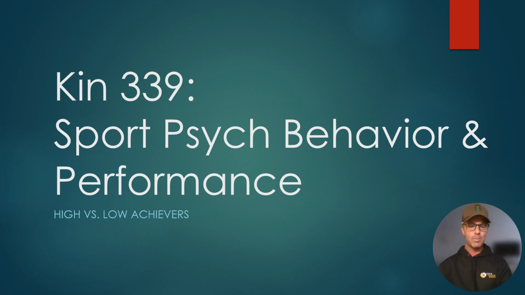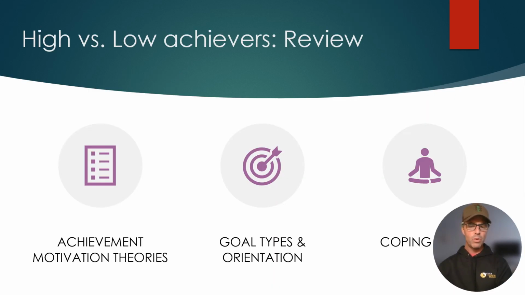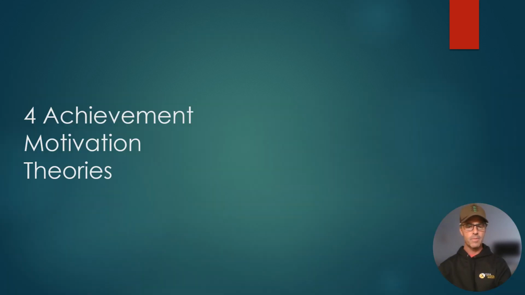This module is all about high versus low achievers. What we really want to work on in this module is to understand and differentiate between high and low achievement behaviors. Things that we'll be looking into are related to achievement motivation theories, goal types and orientations, along with coping skills.